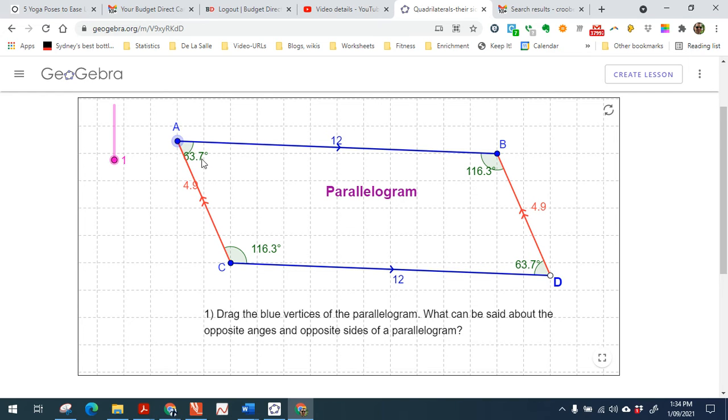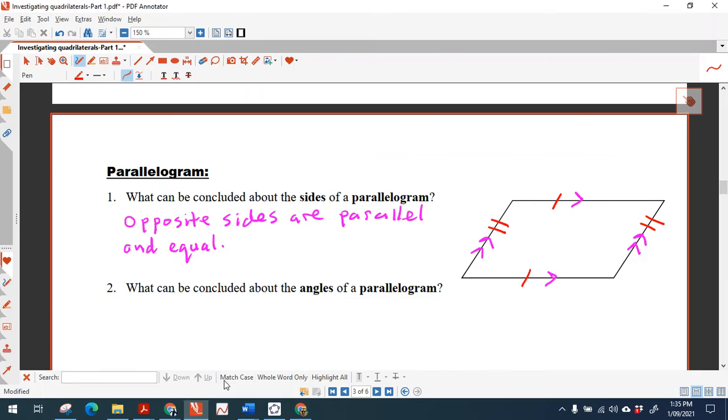Okay, you can see here 63.7 and 63.7, 116.3, 116.3. So the opposite angles are equal. So let's write that down on a page. So opposite angles are equal.